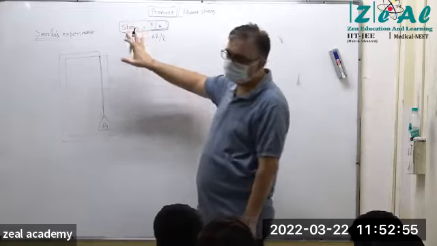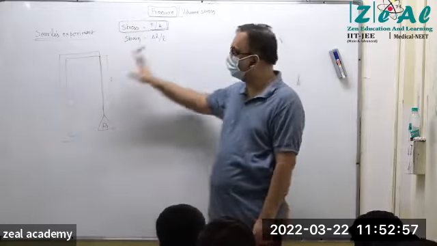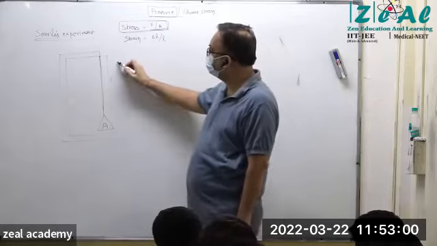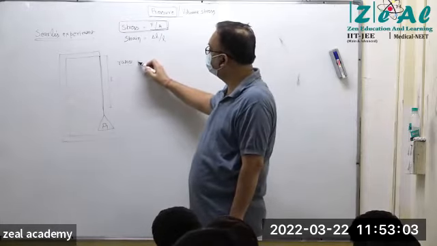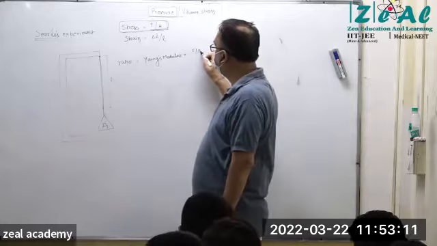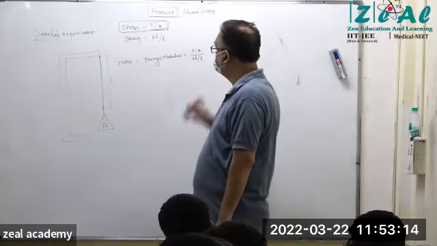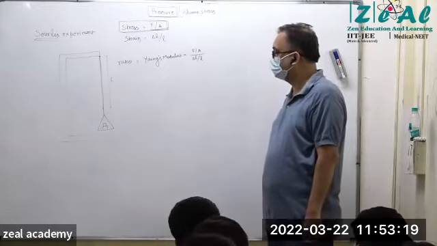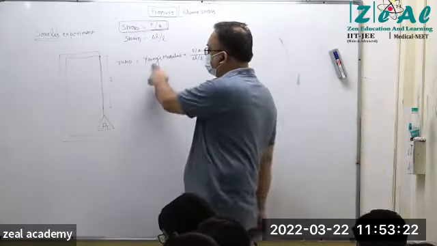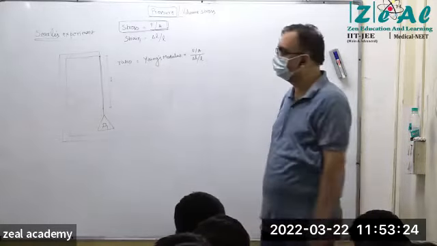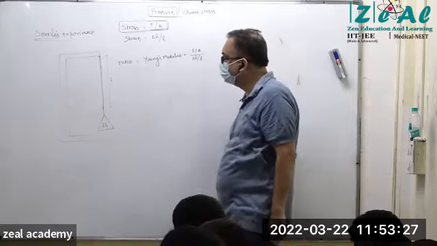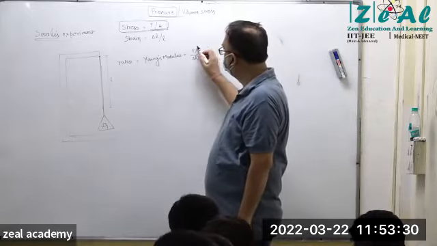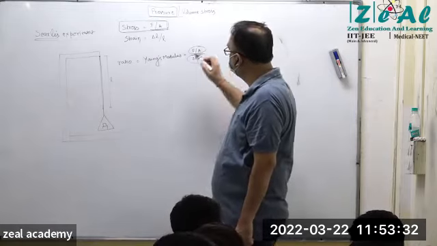we will come back to this when we study the chapter properties of matter, right? We'll go into detail, but for the moment the ratio of stress and strain is called modulus, Young's modulus, and this is equal to F upon A divided by delta L upon L. Okay, so this was Robert Young, British physicist. He worked it out.